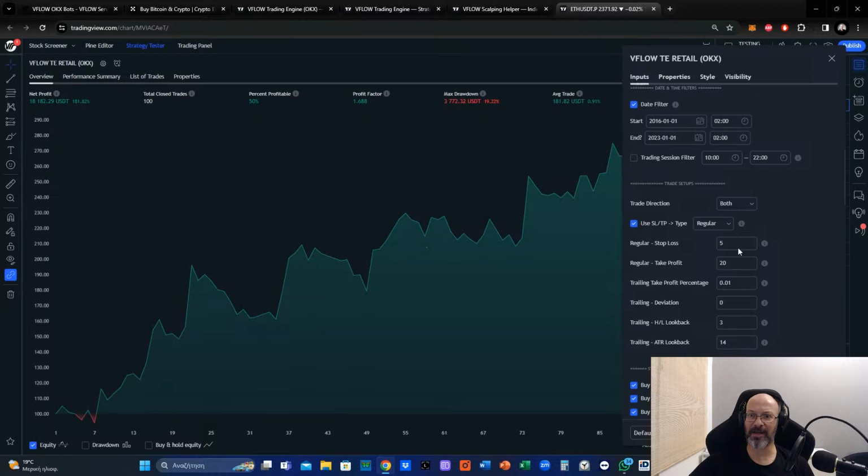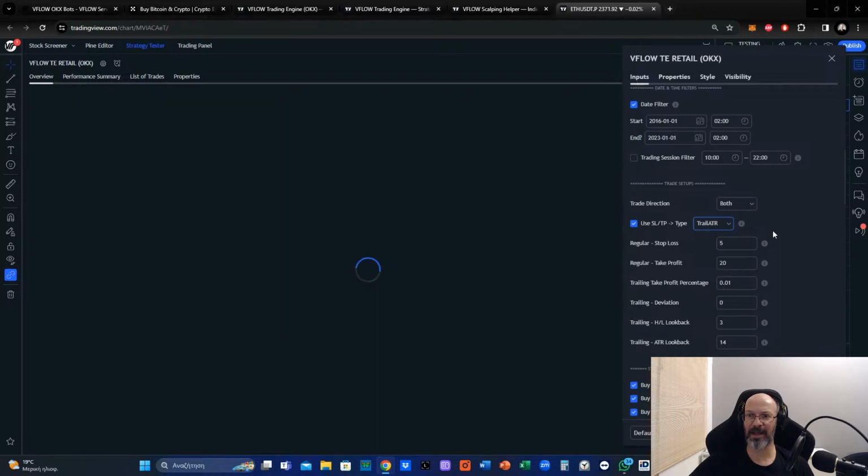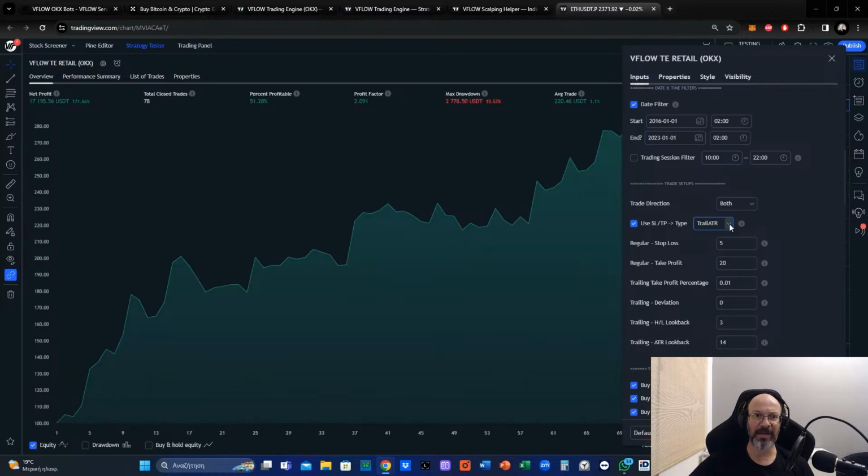So 181, and of course, we are going to try out our trail ATR functionality to see if we are going to get any better results from that. 171, again, even lower drawdown, 2000% with a trail ATR. What is a trail ATR?